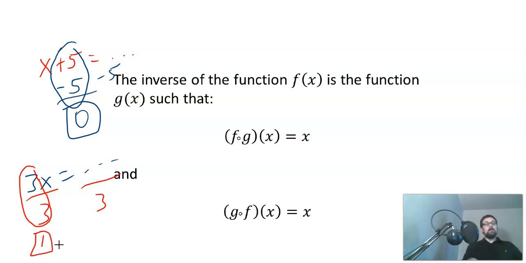So for addition, the target is to get 0. For multiplication, the target is to get 1. For functions, the target is to get x. And the operation through which we get that result is composition. All right, so that's how it relates to the concept of an inverse.